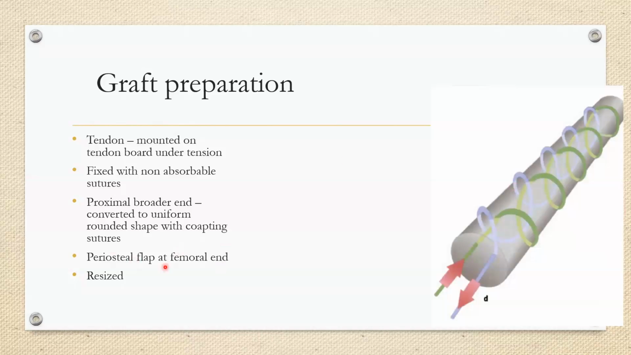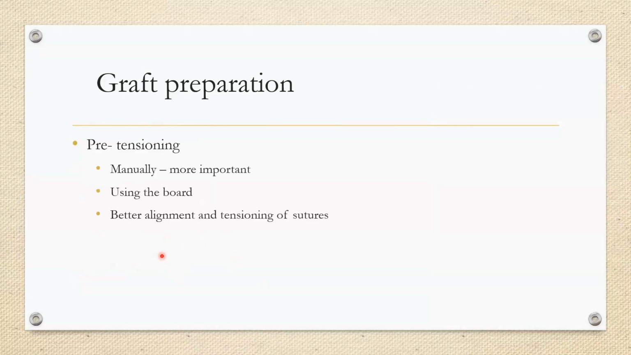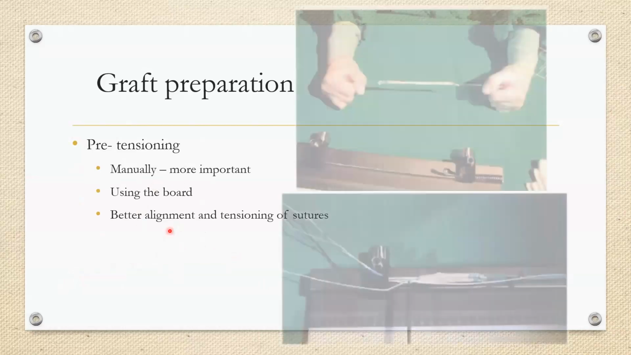And if the periosteal flap is present, it should be included in the femoral end of the graft. Once the tendon is stitched and prepared, the graft should again be resized and the final size determined. Pre-tensioning of the graft is also mandatory, both manually as well as using the board. This allows for better alignment and better tensioning of the sutures.